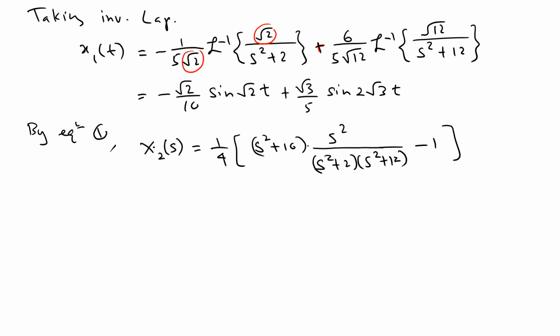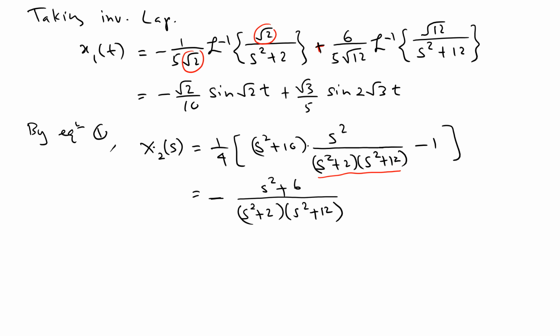Let's simplify this a little bit. Take the common denominator, multiply the other two terms, and subtract. Once you do that, you should get negative s squared plus 6 over s squared plus 2 times s squared plus 12. That's what you get.